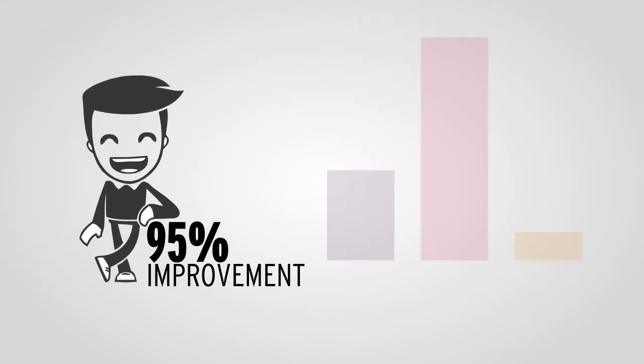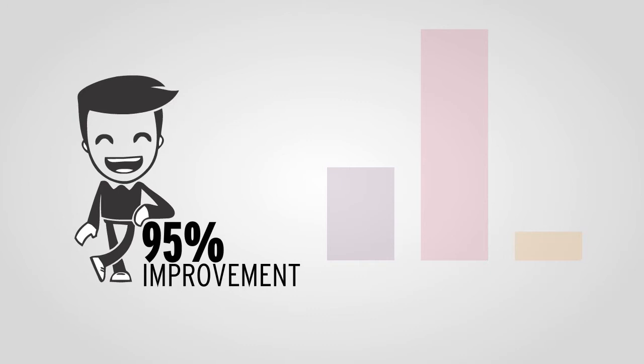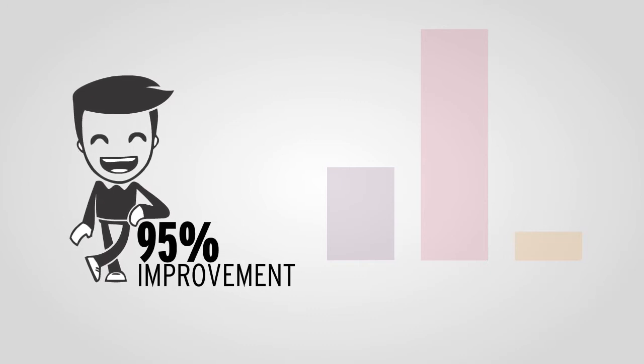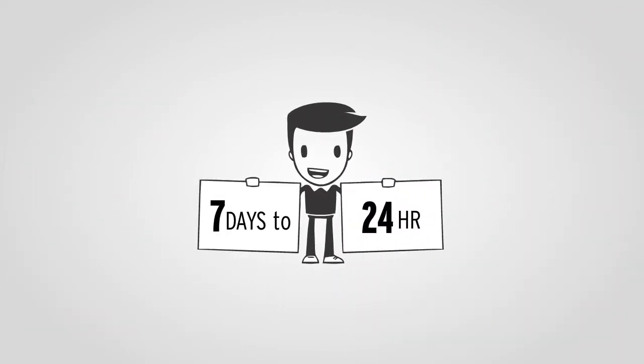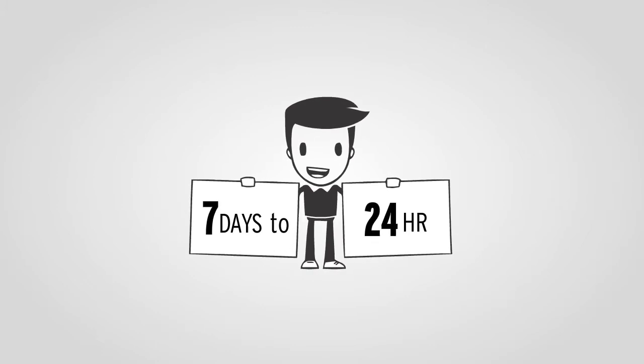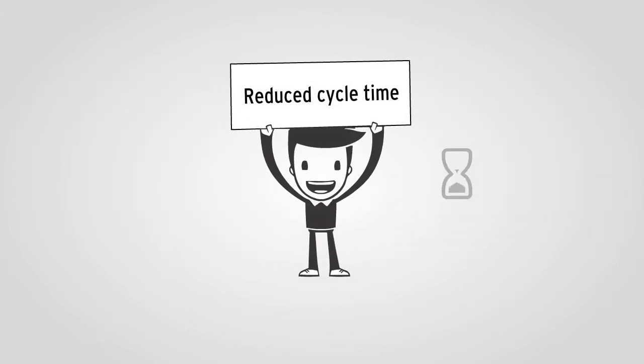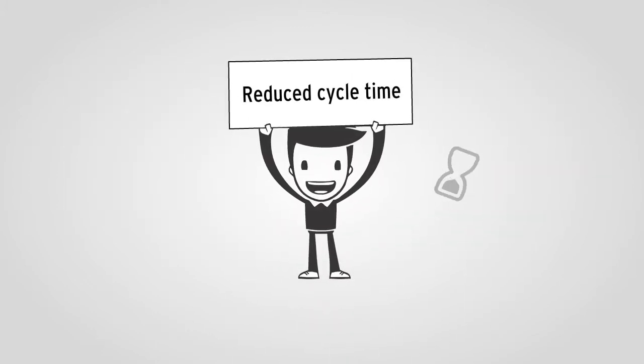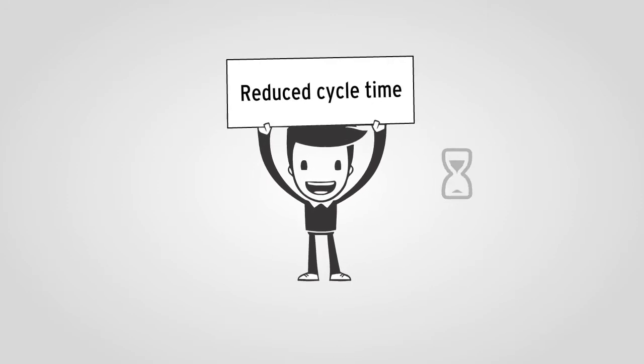95% improvement on MIS reports to channel partners. Customer payment verification every 24 hours instead of 7 days. Cycle time for invoice processing reduced to 7 days from 15 to 30 days.